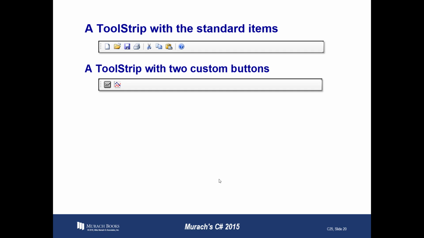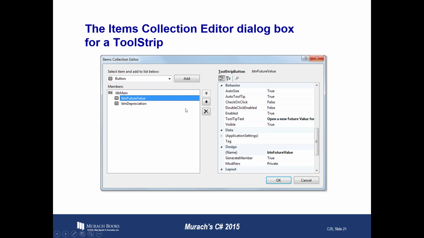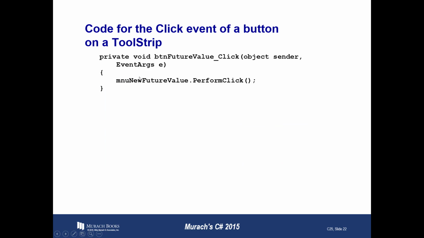Tool strip. You can create your own tool strip. You've got control over what gets put on it. As it says, here are the standard items. Here are just a couple of customs. The items collection editor dialog box for a tool strip. So you can put in there what you want to put in.